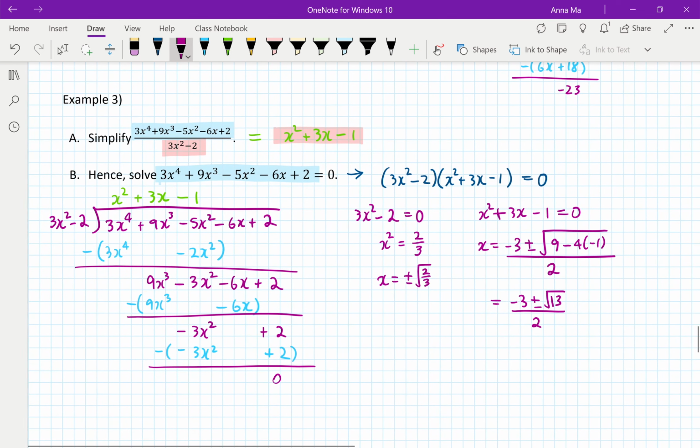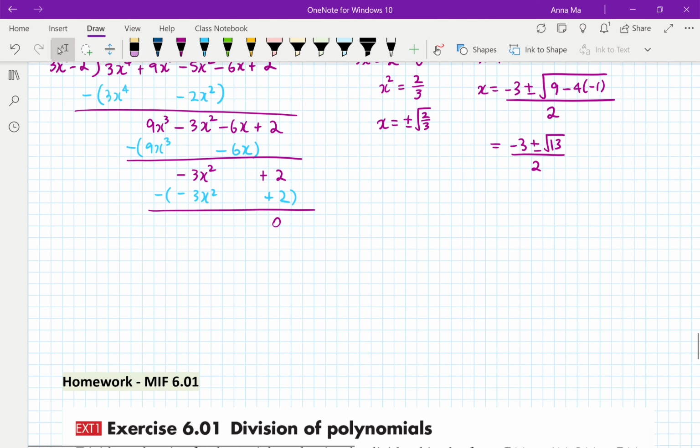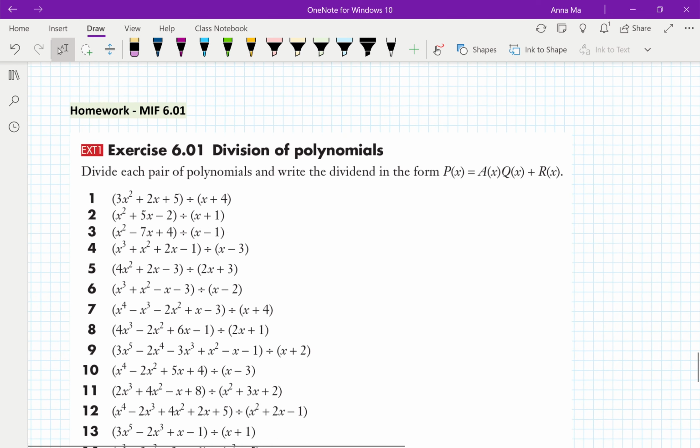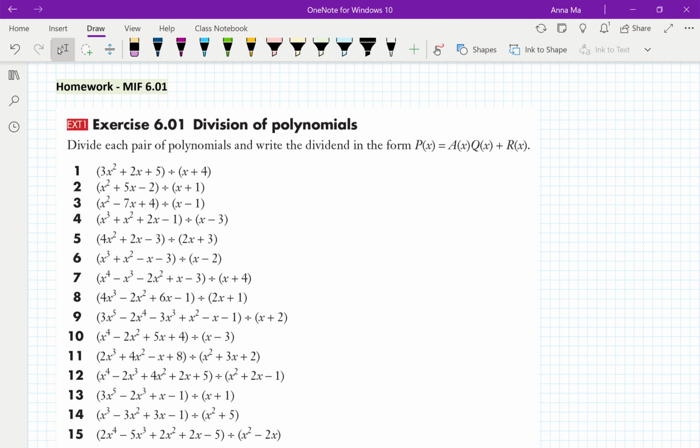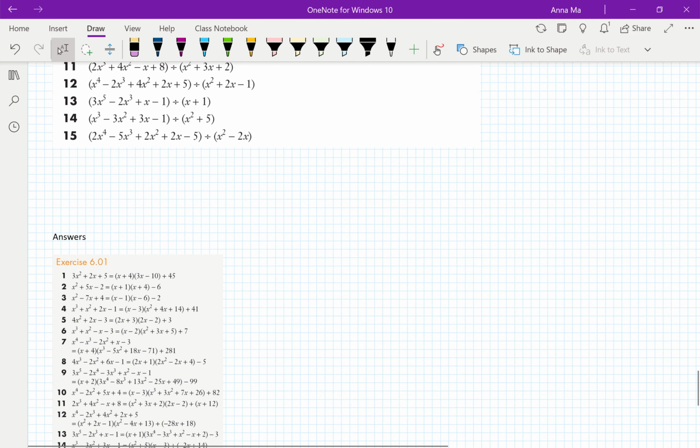So using long division, you can now solve polynomials of higher degree other than quadratics or simple cubics. For the homework in this exercise, you will try this worksheet attached on the bottom of the page. So you can hop on to Cambridge if you want extra questions, but doing these questions should be enough. And the answers are on the bottom as well for you to check.